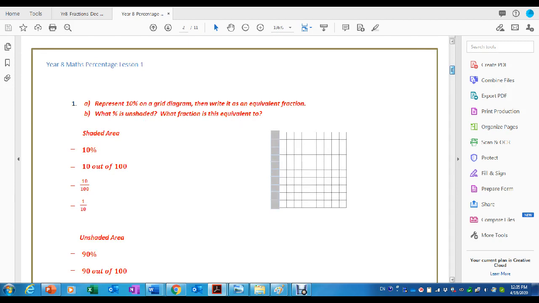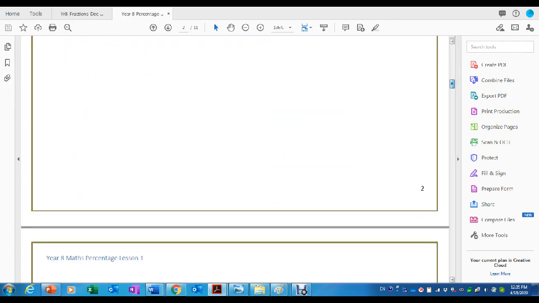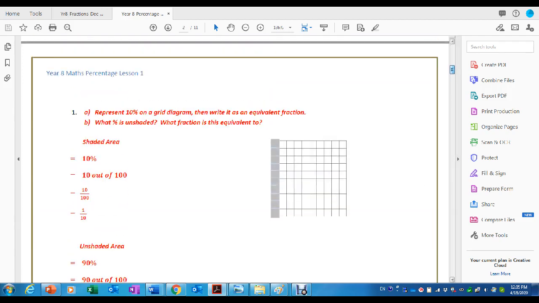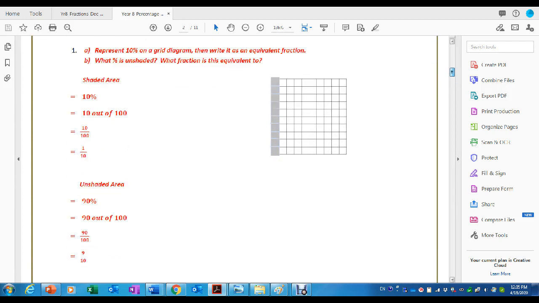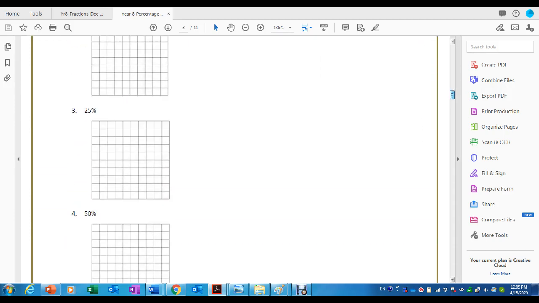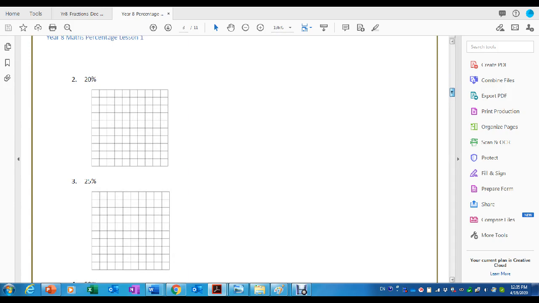So there are 2 questions. One is part A, where you need to represent the given percentage on the grid diagram, and then write it as an equivalent fraction. Then you answer part B, giving the percentage of the unshaded part and also the equivalent fraction. Use your calculator if you want. So that's the only homework for our first lesson.